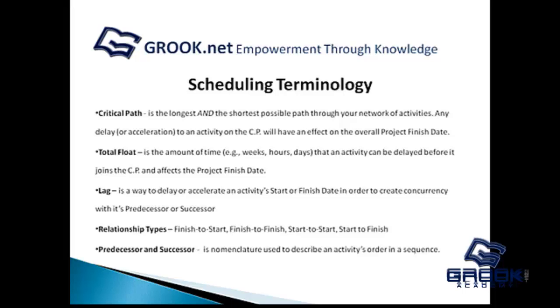We've discussed predecessor and successor, and it's basically a nomenclature used to describe an activity's order in a sequence. So sequence is a key word here. When you tie activities together via their relationships, you are creating a sequence via precedence, and that's just one activity coming before the other. And this predecessor successor relationship is applied via the relationship types that we just discussed.